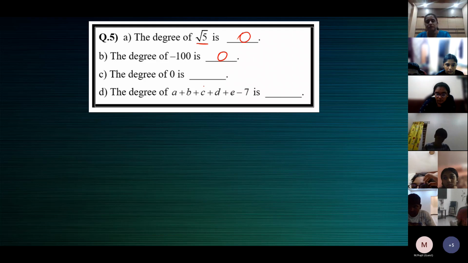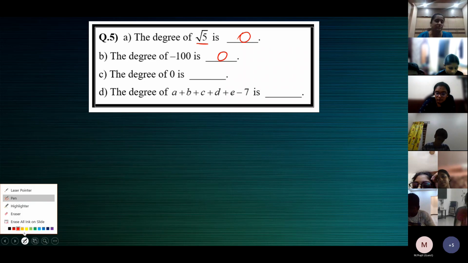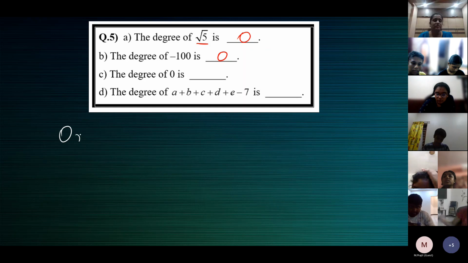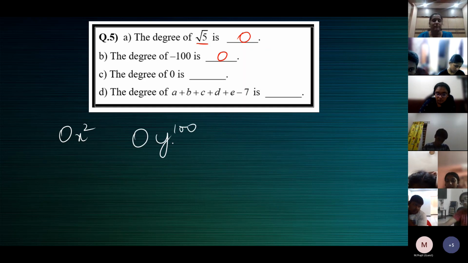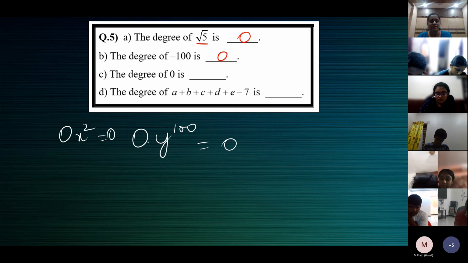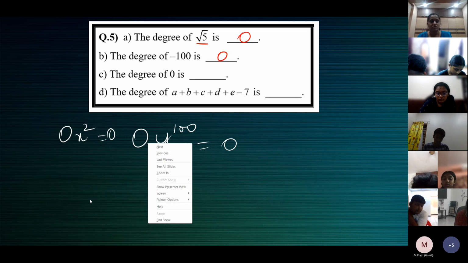What's the degree of 0? Not defined, ma'am. Because you cannot give one answer. You can write 0 in many ways. You can write 0 as 0x squared, or 0y to the power 100. Because all this is 0 only. 0x squared is also 0, and 0y to the power 100 is 0.